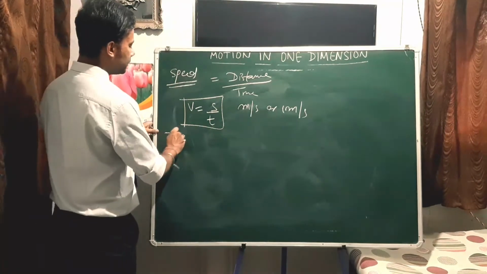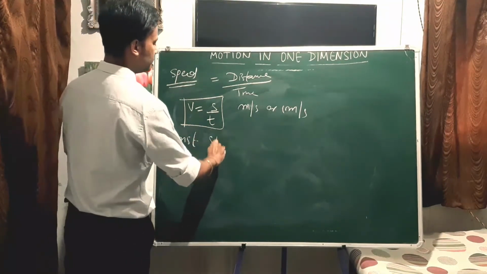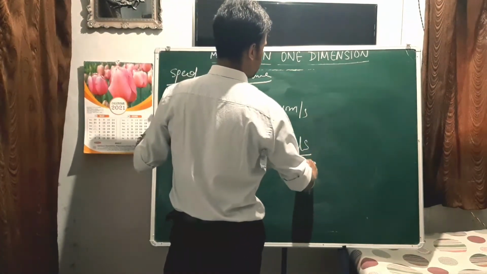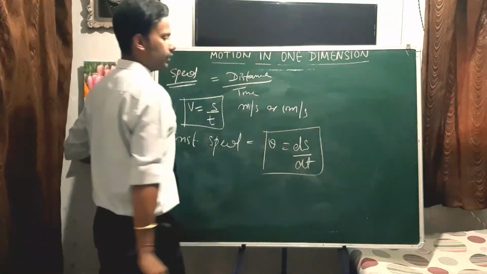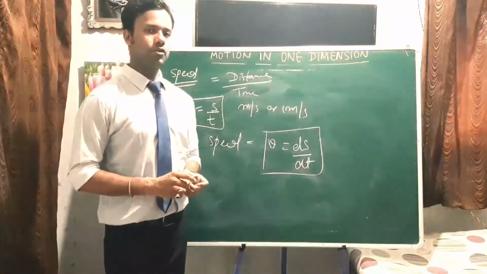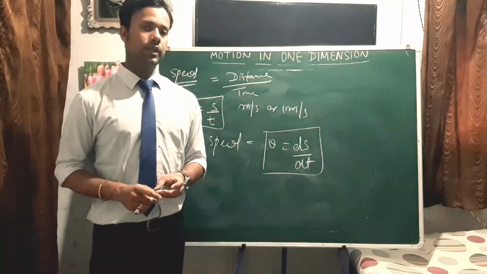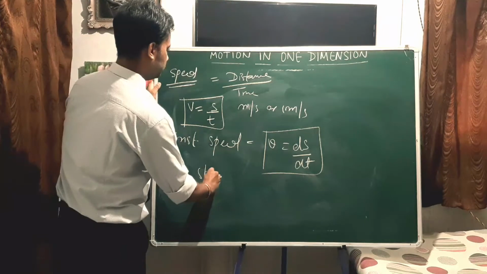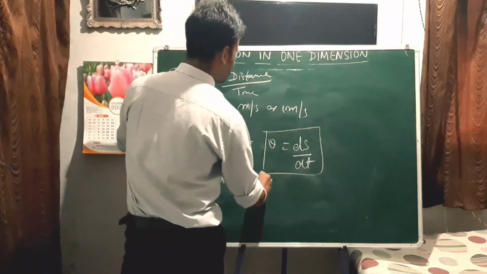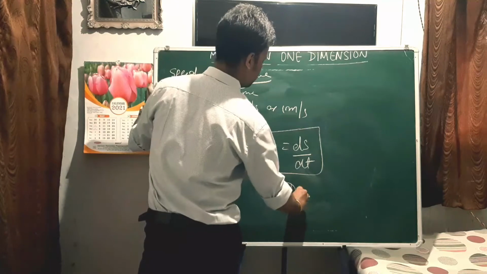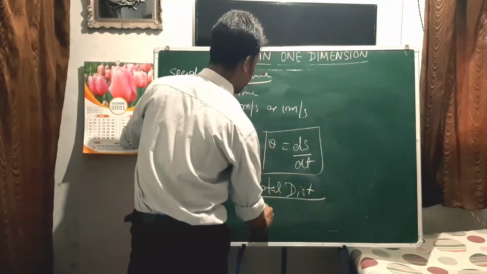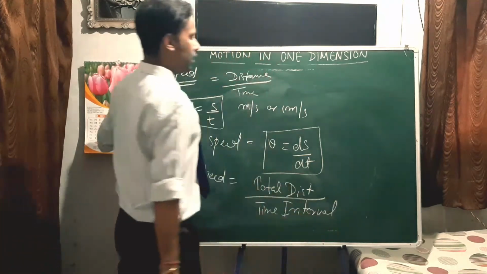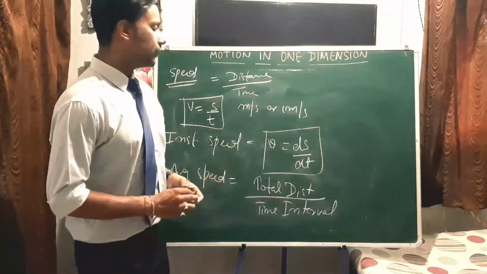Again, what will be instantaneous speed? That will be v equals ds upon dt. The differentiation of the distance with respect to time will give the value of instantaneous speed. And what will be average speed? That will be total distance upon time interval. So this is the basic of speed and velocity.